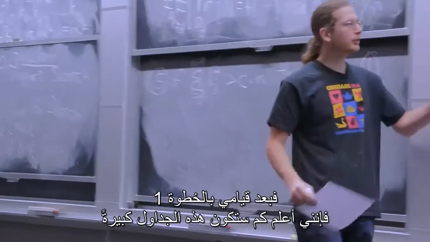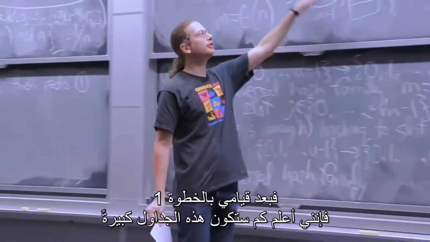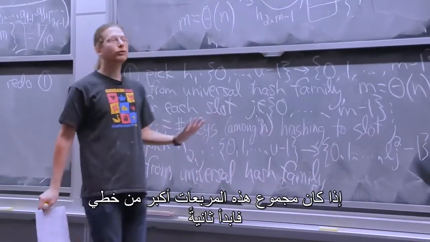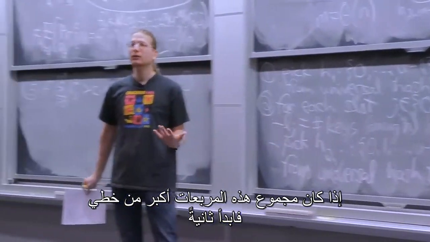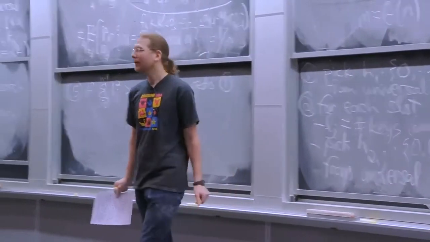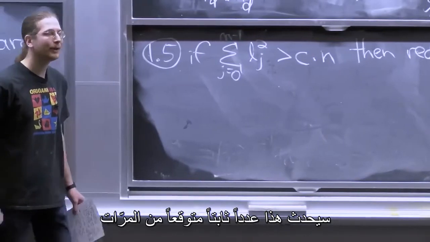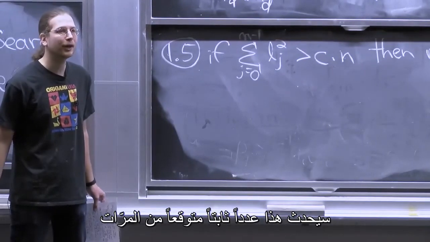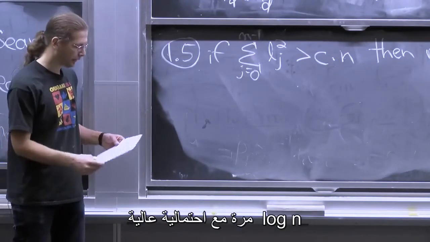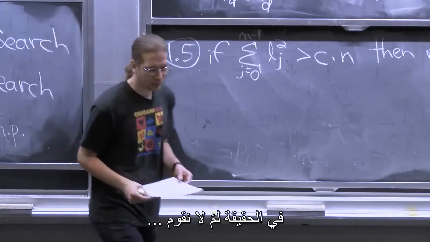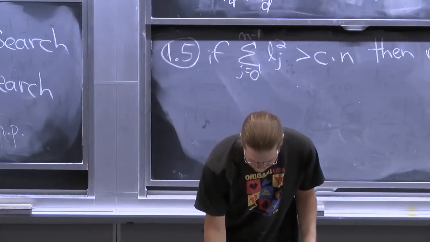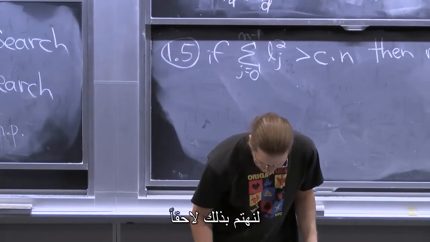Okay, so after I do step 1, I know how big all these tables are going to be. If the sum of those squares is bigger than linear, start over. I need to prove that this will only happen an expected constant number of times, log n times with high probability. In fact, let's worry about that later.